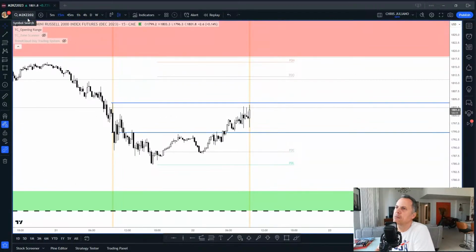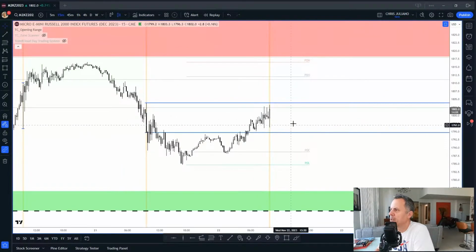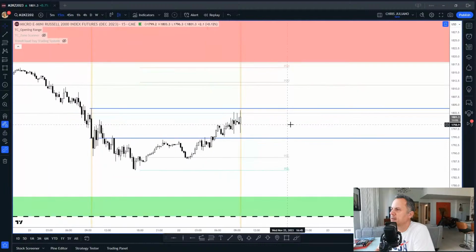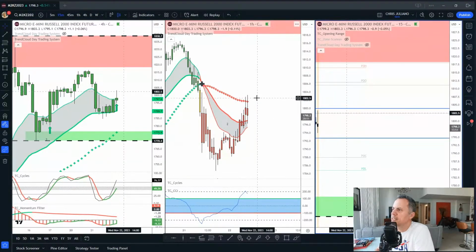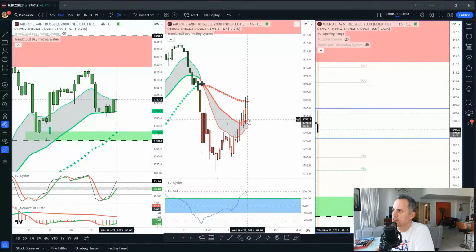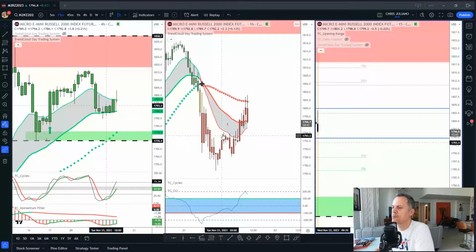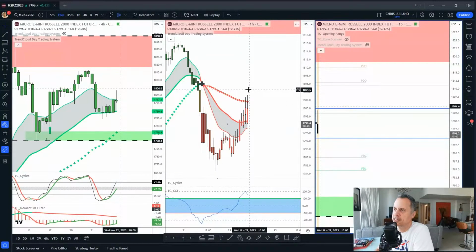And this is the micro Russell. Okay, so looks like what would be best is that we have some kind of breakout to the upside here, but that's going to bring us closer to the market edge. We really need to have a break above, close above, and a crossover on the trend cloud here. So the trend cloud on the middle time frame has not crossed over to the upside yet.